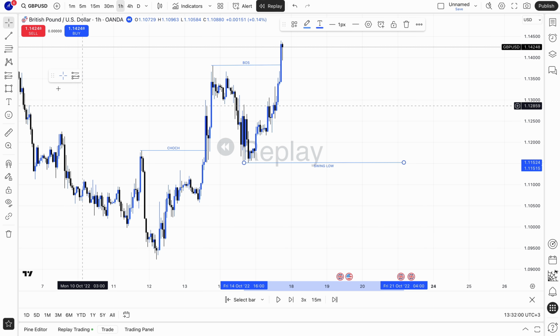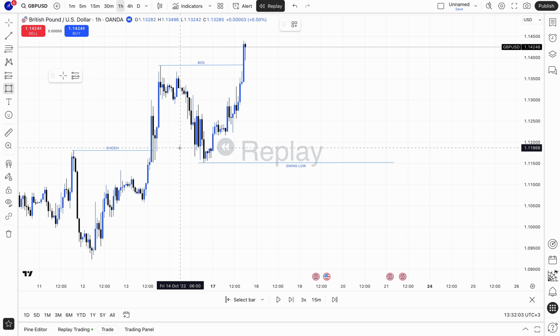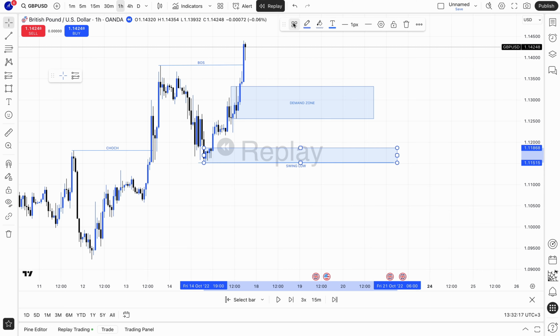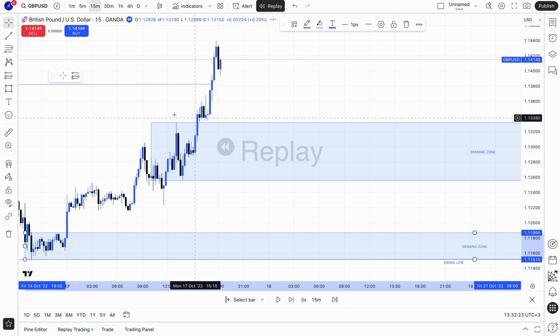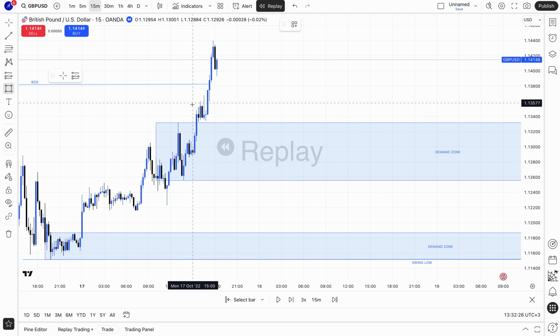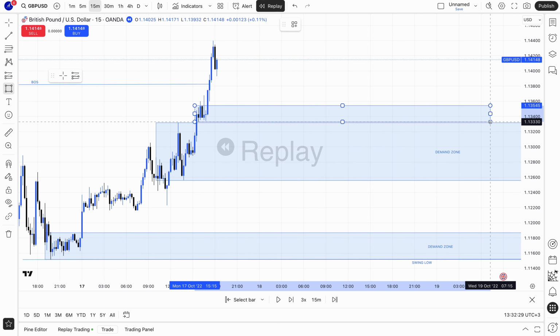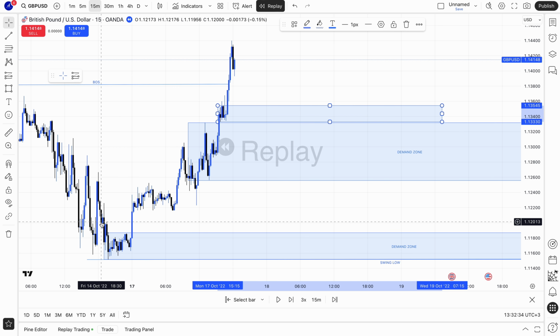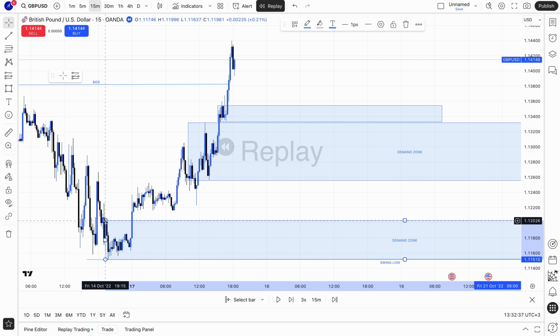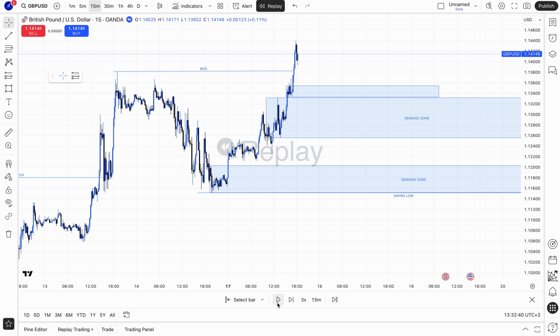Swing low. First demand zone. Extreme demand zone. This is also a demand zone here. This one is mitigated. You have this one here. Okay, let's see how it goes.